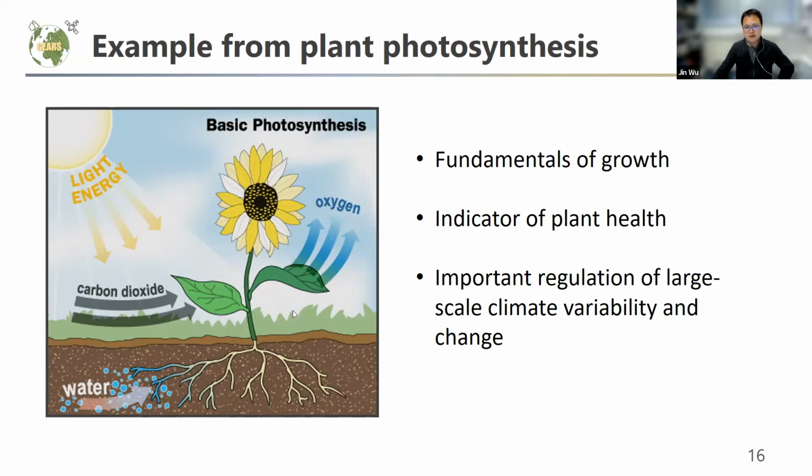And if we can better understand plant photosynthesis strategy, that means we can potentially use plant photosynthesis to help reduce the CO2 level in the atmosphere and help mitigate climate change. So that's the reason photosynthesis can be really important for multiple fields, not only for agricultural scientists, but also for ecologists as well. So here I use plant photosynthesis as an example.